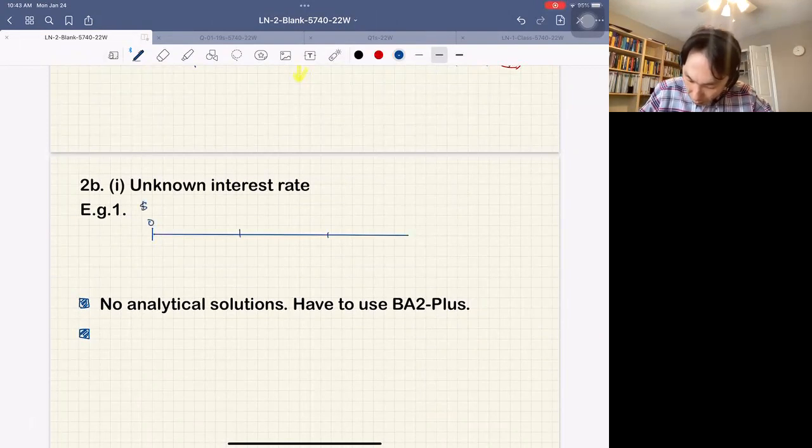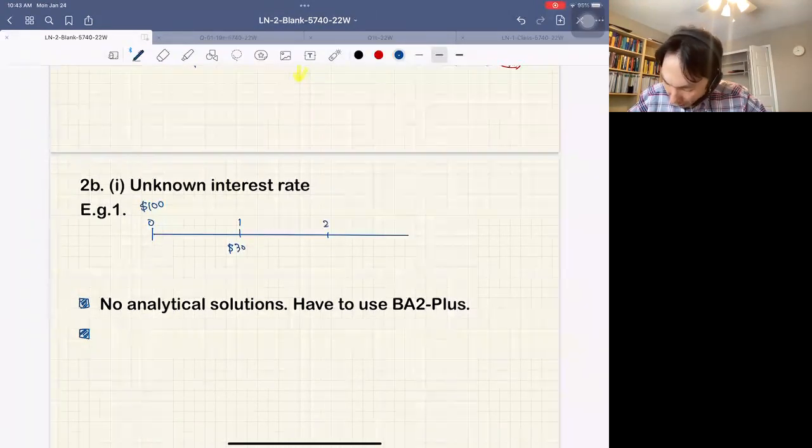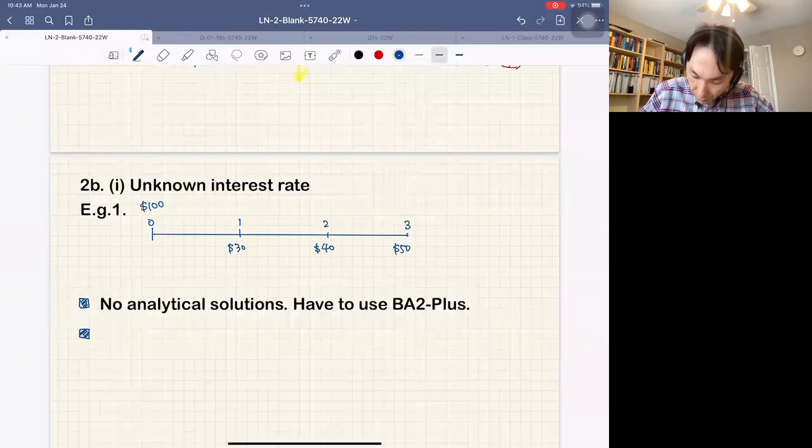And you withdraw $30 at time 1, I mean 1 year after, and $40 2 years later, and $50 3 years later, I mean 3 years from now. So then the fund is depleted, so the balance becomes 0. And what is I? So here I is unknown, but all the cash flows are given. So can you guess the I?